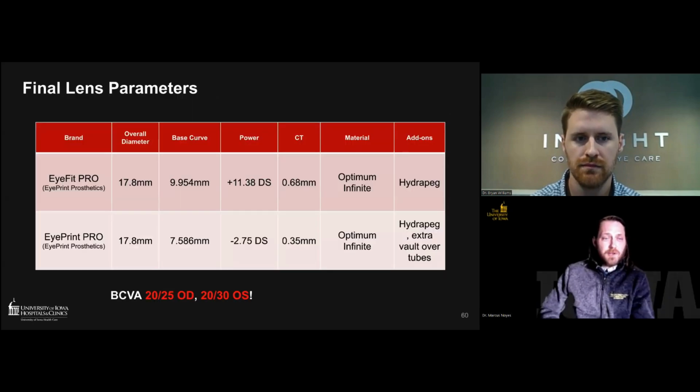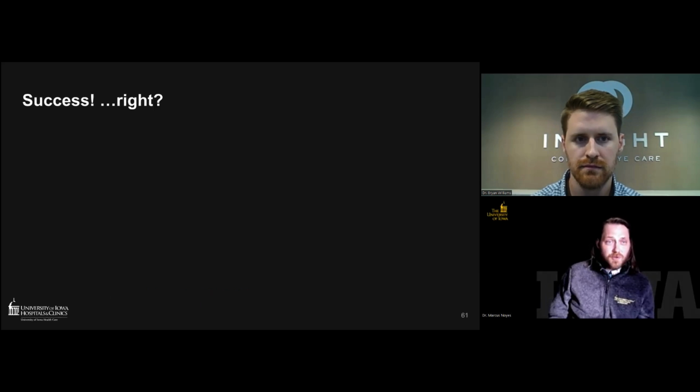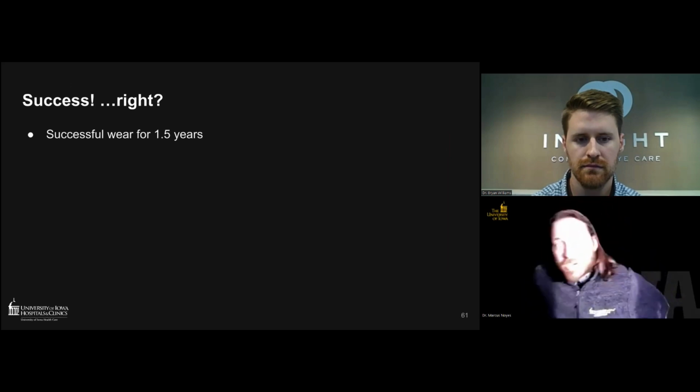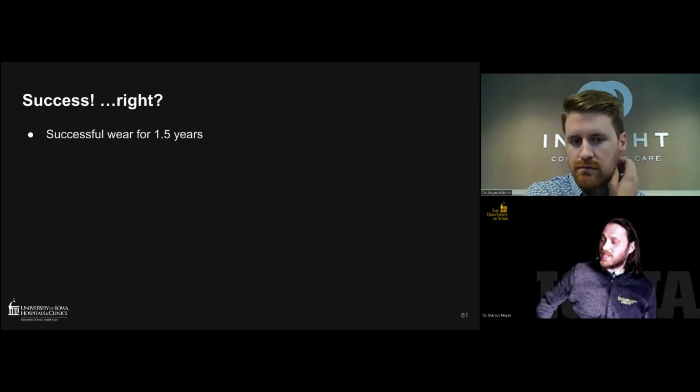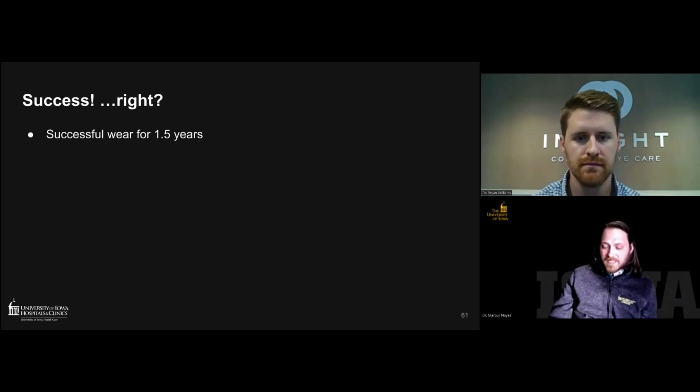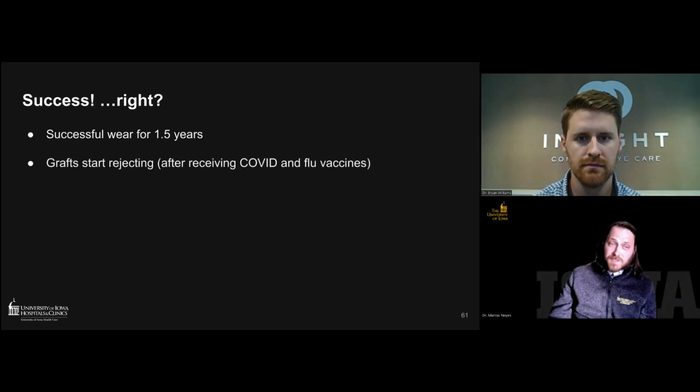So we had some final lens parameters for her here. She was fit with impression-based lenses, wildly different prescriptions, and obviously a high DK lens. And she was able to achieve 20/25 and 20/30 vision. This was a great life-changing moment for her. She was able to go to college, which she wasn't able to do previously, and study, drive. She got her license, all that stuff, doing really well for a year and a half when her graft started rejecting.